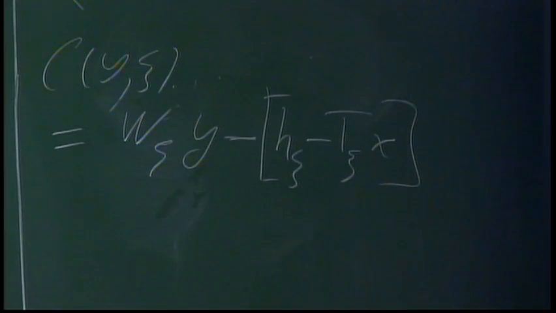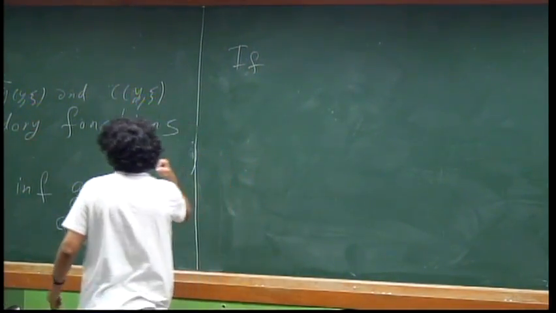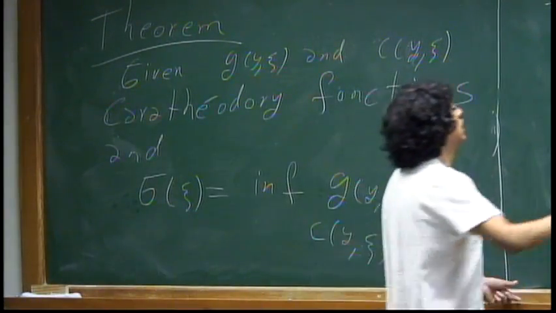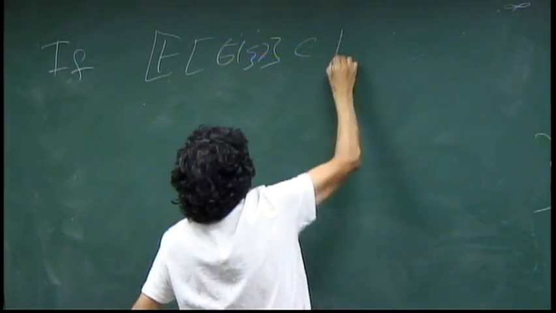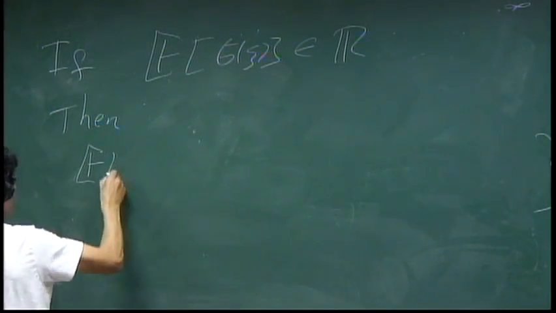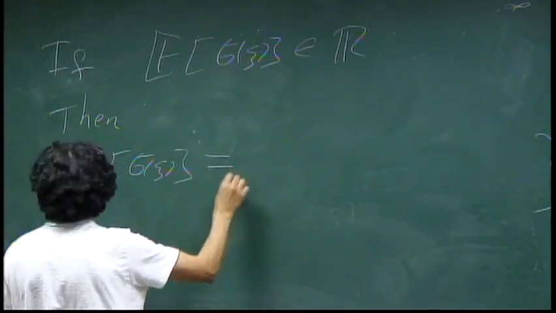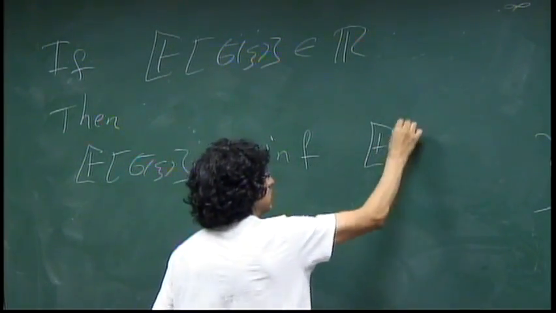Okay, so what was I saying about this theorem? Okay, you know already that this is a measurable function. So if you have that the expected value of this measurable function is a real number, I mean, it's not plus infinite nor minus infinite, then you can ensure that this expected value is going to be the infimum of these expected values here.